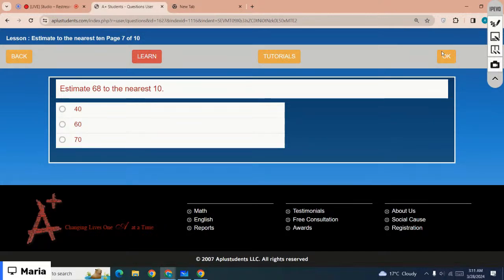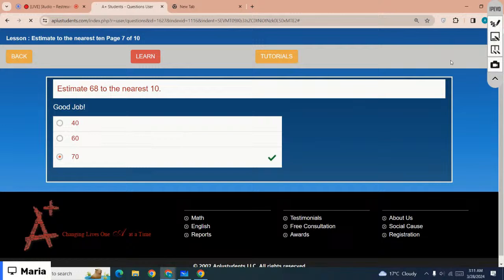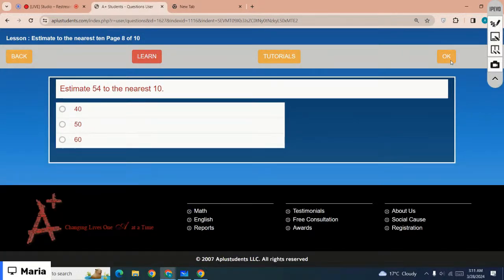Estimate 68 to the nearest 10. So which is the correct option? 68 is rounded off to 70, right? Because you're just one number away from 70, so you can round up. It would be rounded off to 70. Got it? Estimate 54 to the nearest 10. So which is the correct option? How do you write 54?